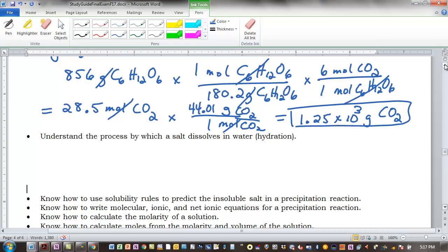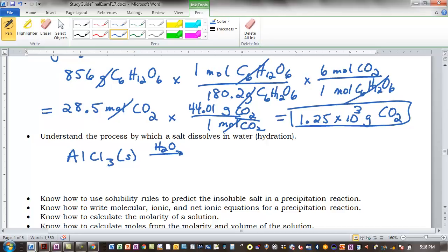So say I gave you something like, let's see. Let's do this one. Okay, so we're going to take that salt, that ionic compound, and we're going to dissolve that in water. Okay, so that's a soluble compound. Most chlorides are soluble. We'll talk about solubility rules in just a second. But if you look at the solubility rules, most chlorides are soluble. So that salt is going to dissolve.